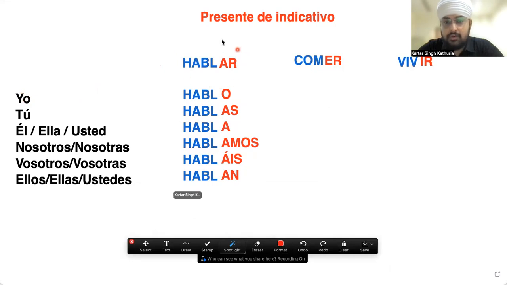This part of the verb is called infinitivo. Infinitivo means it has ending either AR, ER, or IR. And these verbs are called conjugated verbs because this infinitivo has been changed or transformed to the different forms.